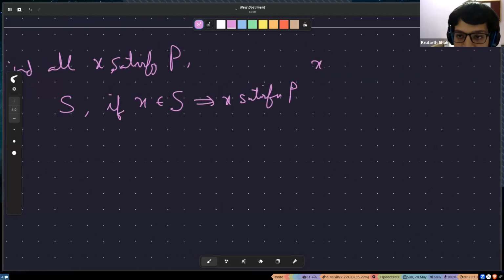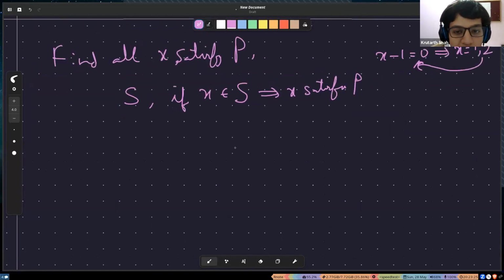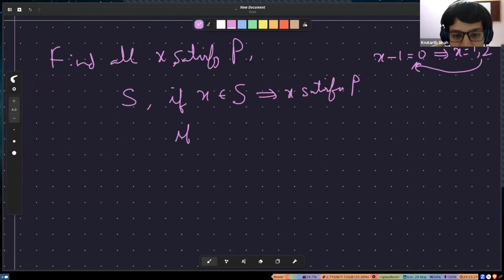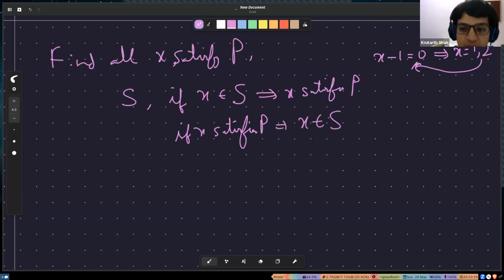And I also need to show, because otherwise you can say stuff like, okay, x minus 1 equals 0 implies x is 1 or 2, right? This implication is true, but this must satisfy this equation. Otherwise, it's not a solution to it. And if x satisfies p, then x must be in this, because otherwise there is some, like we want to find all such terms. So we need both of these to be true. So in your proof, you'll usually have to write both of them as separate parts.